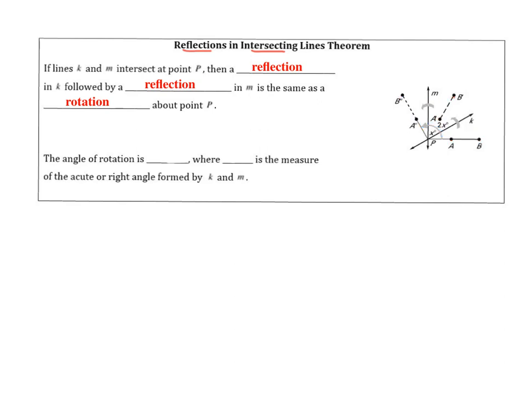And the last thing they discuss is the angle of rotation. So you have your two lines, they intersect. The angle they form is x degrees. But the angle of rotation, so from this segment all the way to this segment, so this angle in blue is actually going to be double the size of the red angle. So in this case, the angle that they rotated is actually going to be 2x. So the angle of rotation is 2x, where x is the measurement of the acute or right angle formed by my two lines K and M.